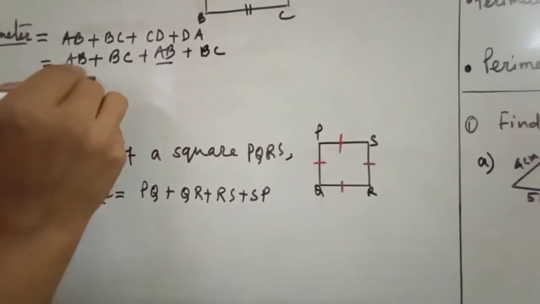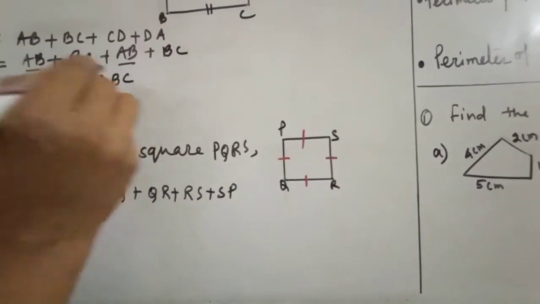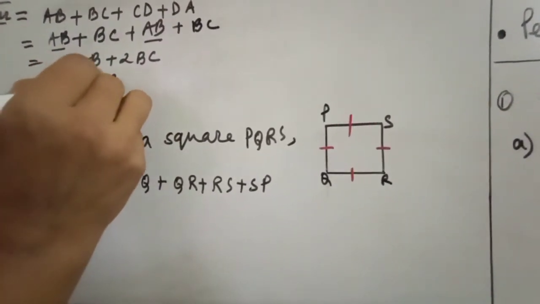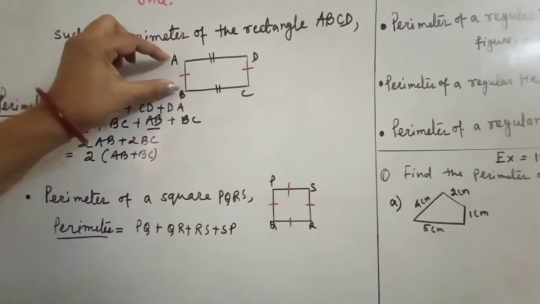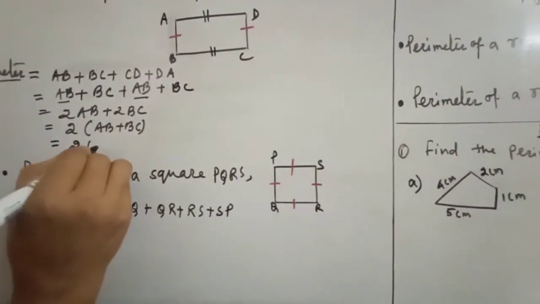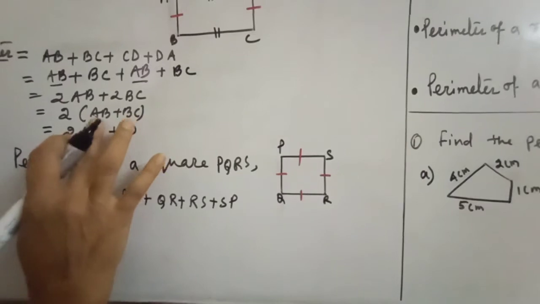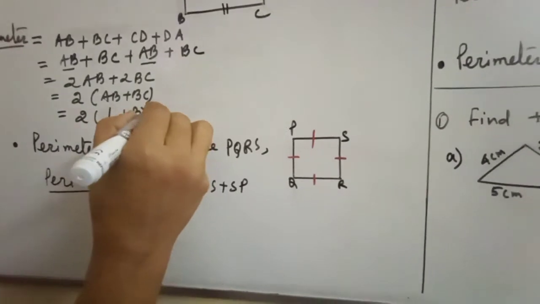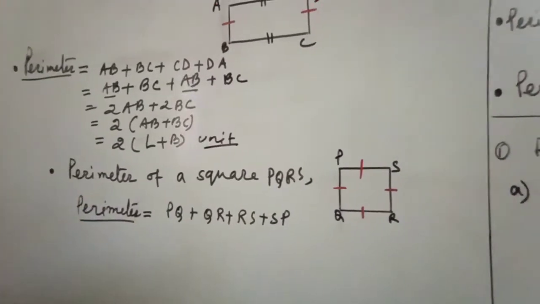2AB plus 2BC. That means 2 of AB plus BC. AB is the breadth and BC is the length of a rectangle. Therefore, perimeter of a rectangle is 2 into length plus breadth, or breadth plus length, same thing. Unit, either meter or centimeter, whatever it is, you have to write the unit in the mensuration chapter.